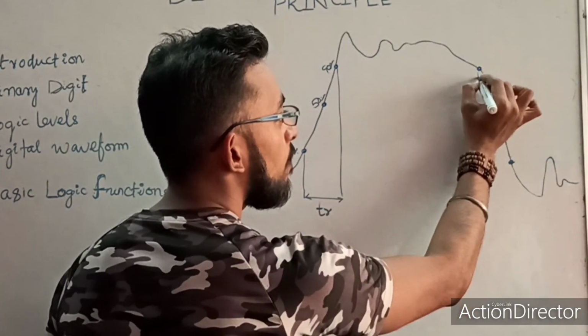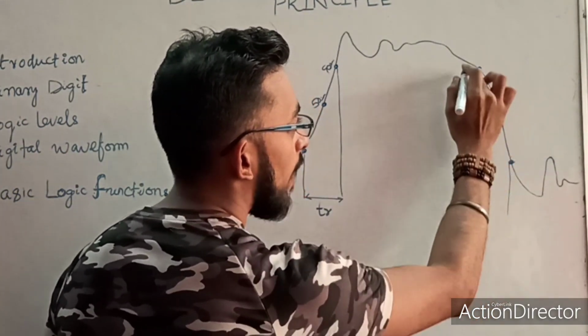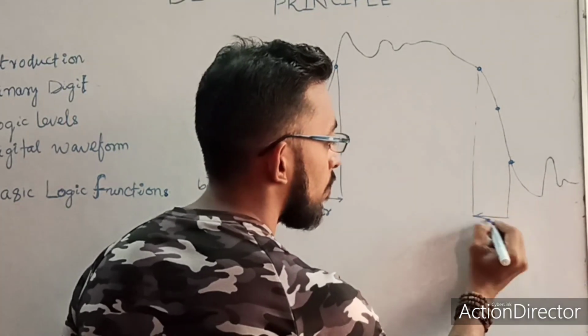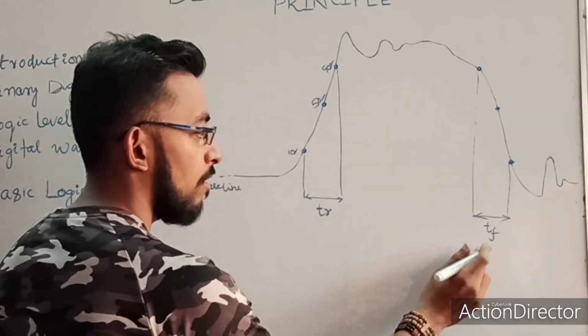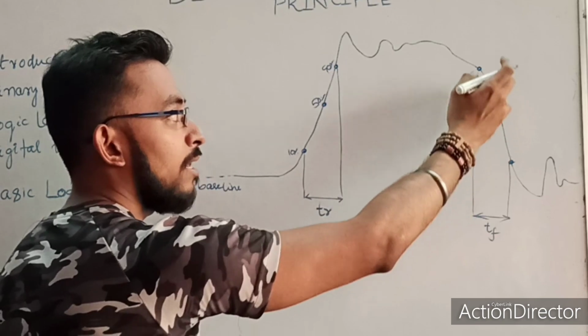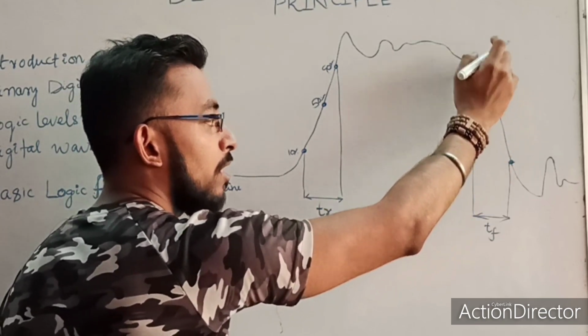Similarly, my fall time is from 90% of my waveform to 10% of my waveform. This is called TF. This is called the fall time. It is not ideal because it is taking some time to fall from here to here.